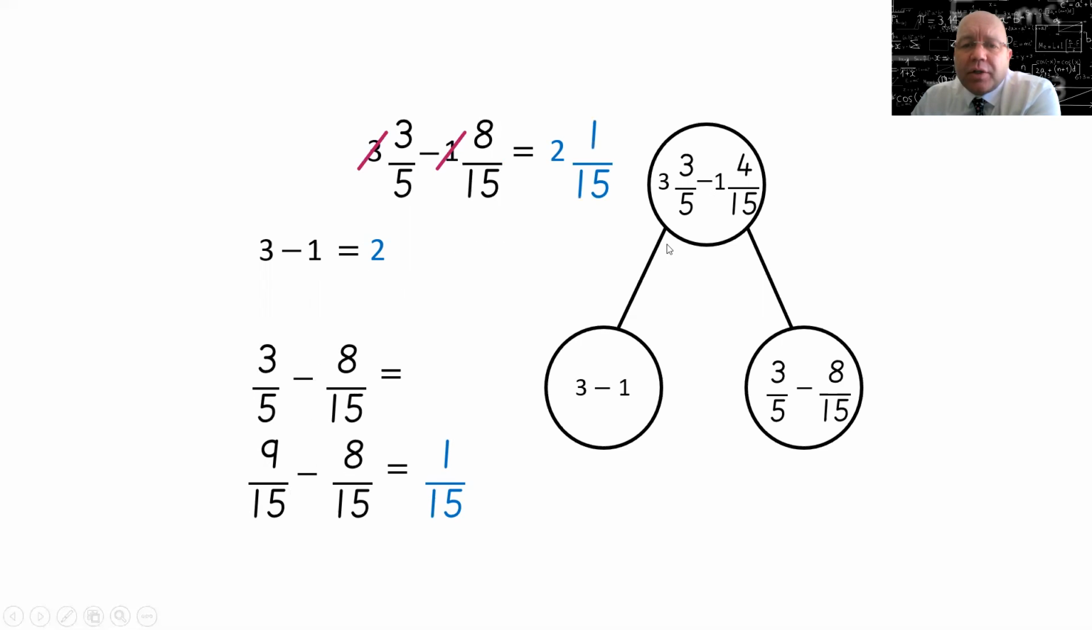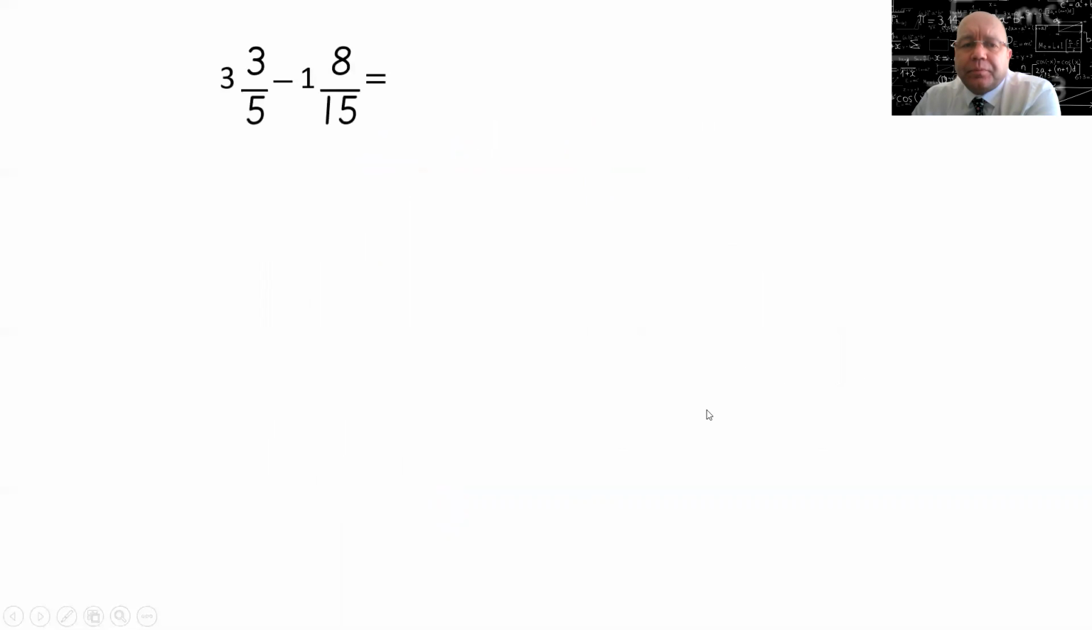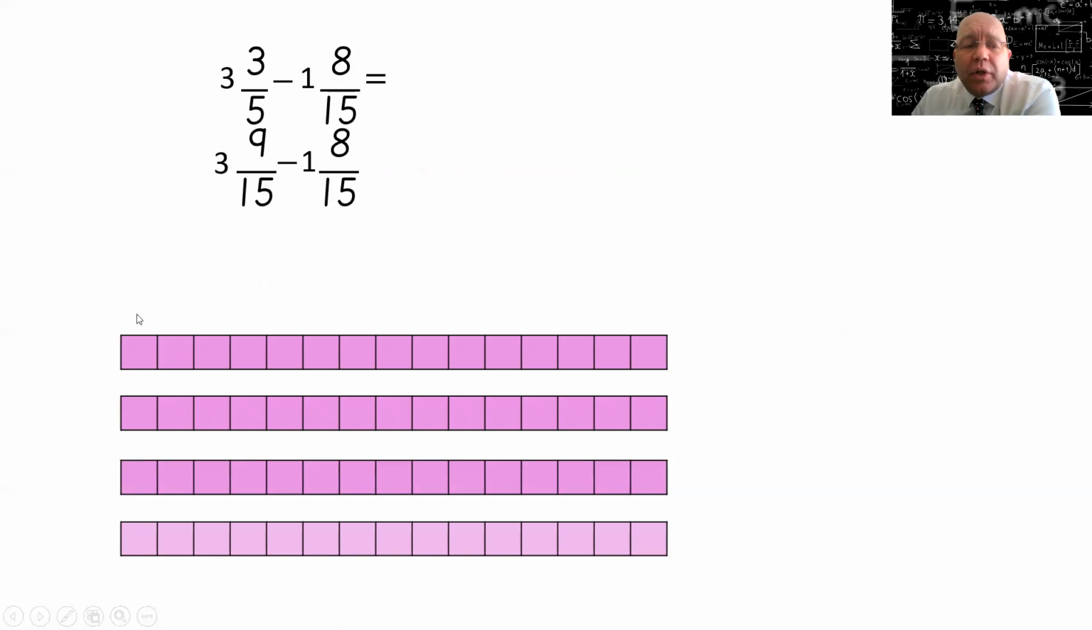Okay, so this is the part whole where we're dealing with part of the calculation at a time. First of all, we can deal with the whole numbers, then we deal with the fractions. Here's the same question, 3 and 3/5 and 1 and 8/15. This time, we'll start by converting to a common denominator, so that 3 and 3/5 becomes 3 and 9/15. And we'll have a look at it as a bar model.